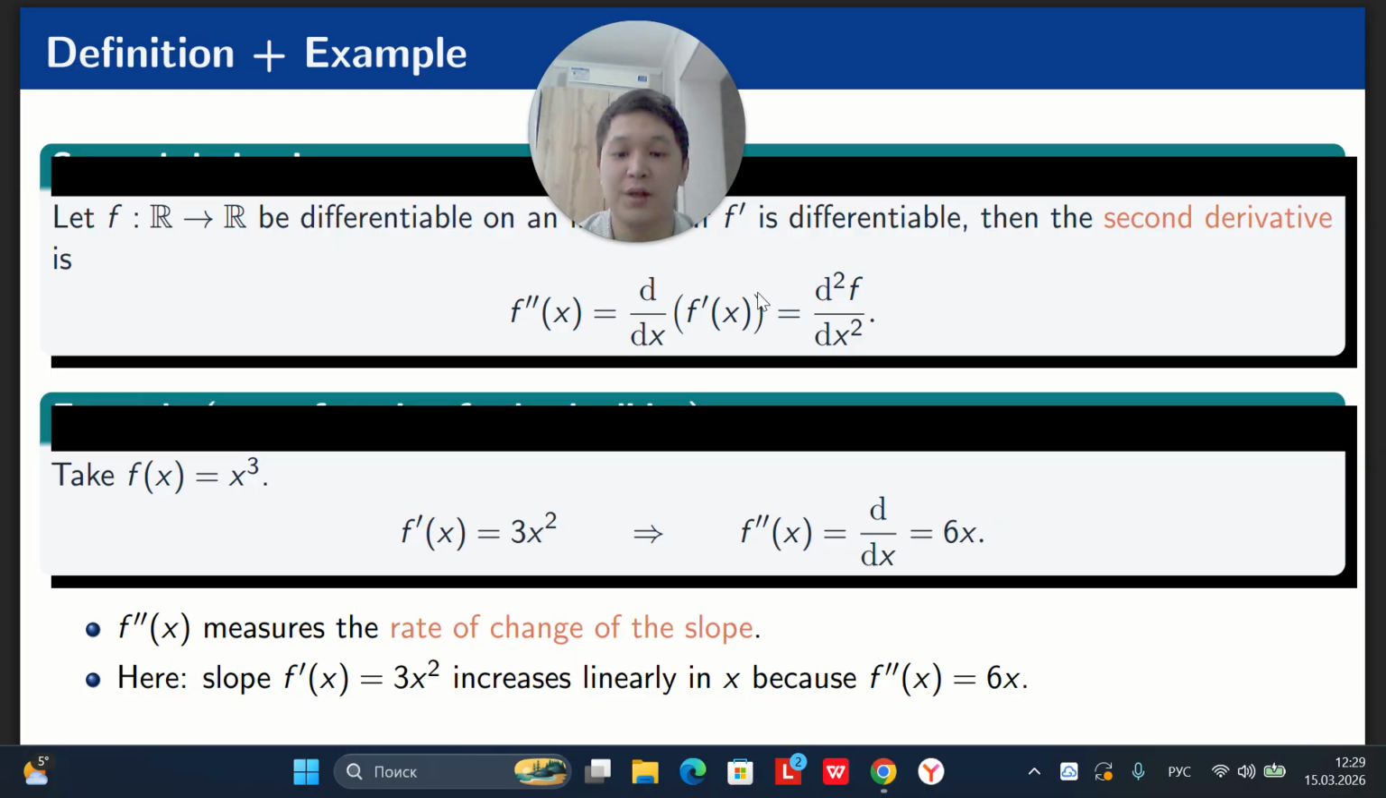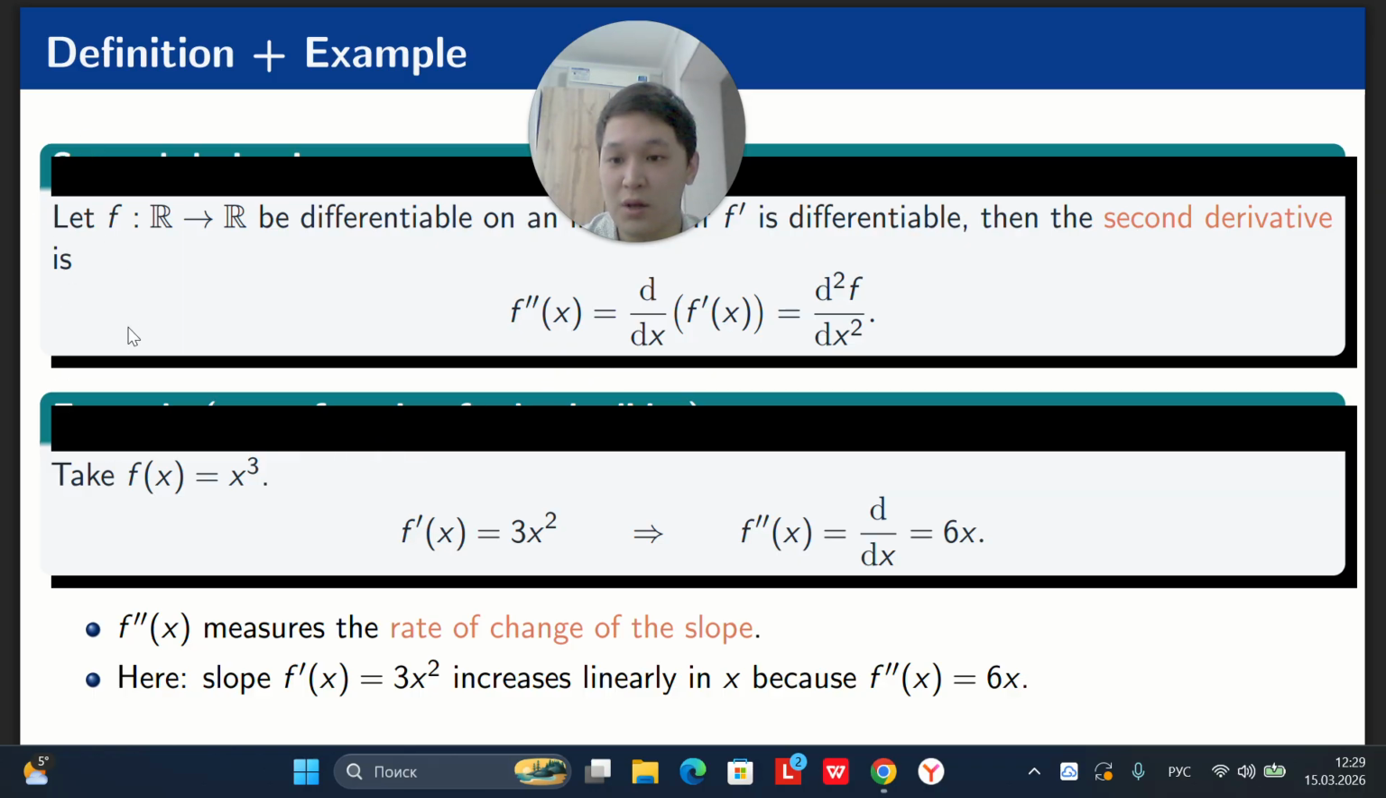So here we will know some definition and the example of it. If a function f of x is differentiable, and its derivative f prime of x is also differentiable, then we define the second derivative as the derivative of f prime of x, written f double prime. So here we have a form of it.